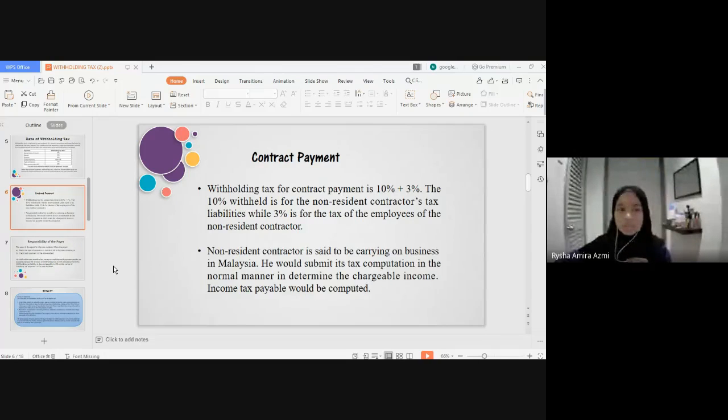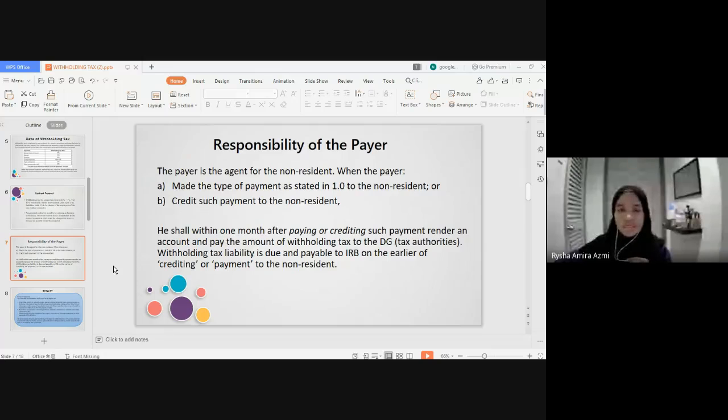So next slide. It's the responsibility of the payer. The payer is the agent for the non-resident when the payer makes the type of payment to the non-resident, and the payer must remit the tax within 1 month after paying or crediting such payment.